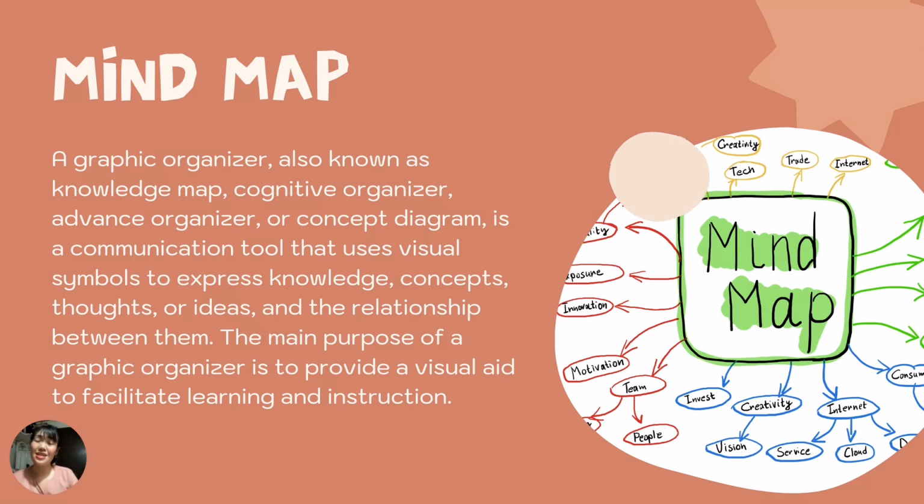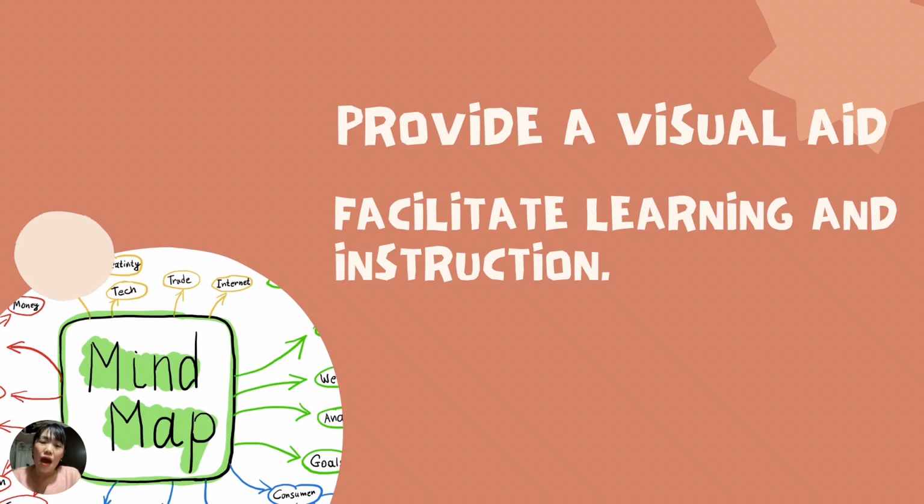So here in the picture is an example of a mind map. Okay, so here in the middle you can write your topic. Okay, for example, the topic that we made as an example is love. Okay, so you are going to write here sacrifice, sharing, it can make the world go round, and the like. Okay, as I've mentioned a while ago, a mind map provides a visual aid, facilitate learning and instruction. So again, mind maps provide a visual aid, facilitate learning and instruction.